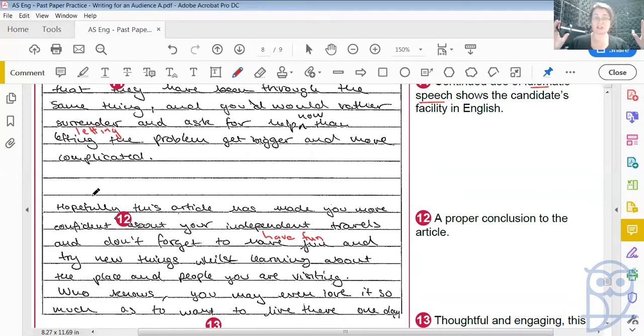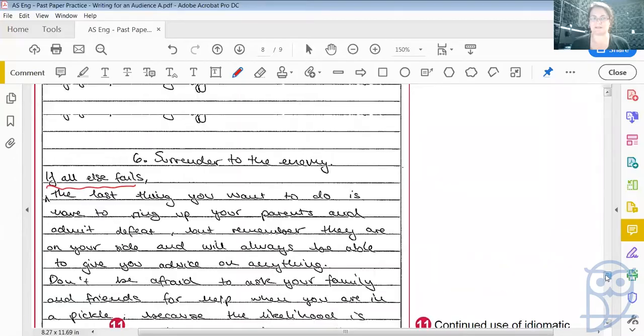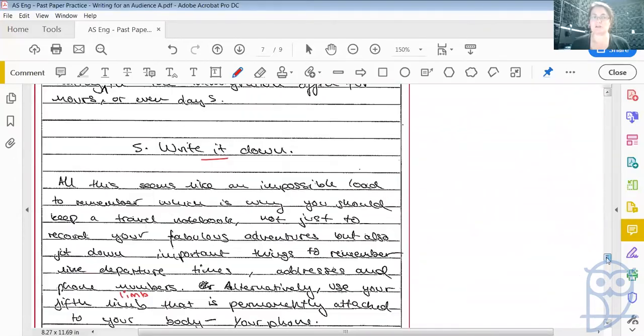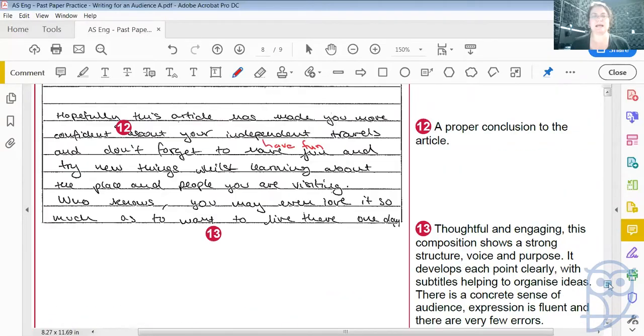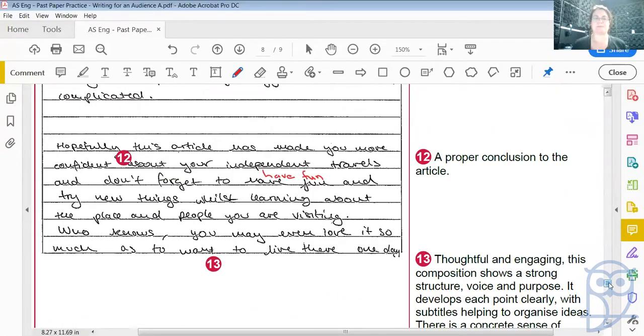So just like the introduction was its own separate paragraph, and then there were subheadings above each of the paragraphs, there is now a paragraph without a subheading. And that should alert the reader to the fact that this is a conclusion. And let's see how they conclude. Hopefully, this article has made you more confident about your independent travels.